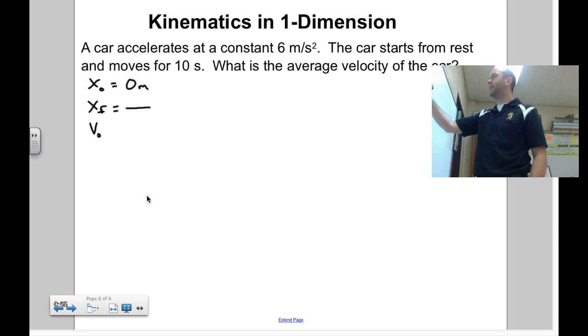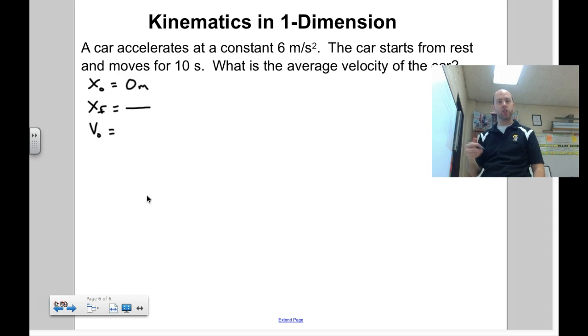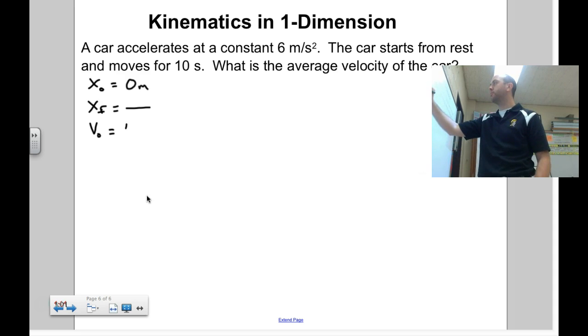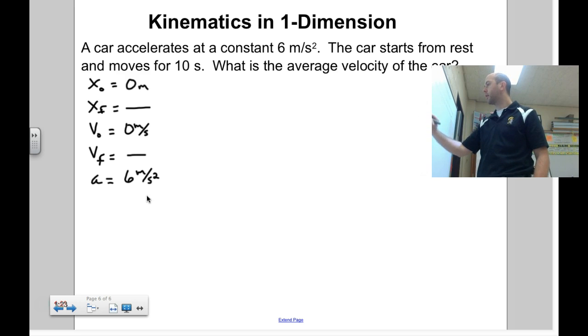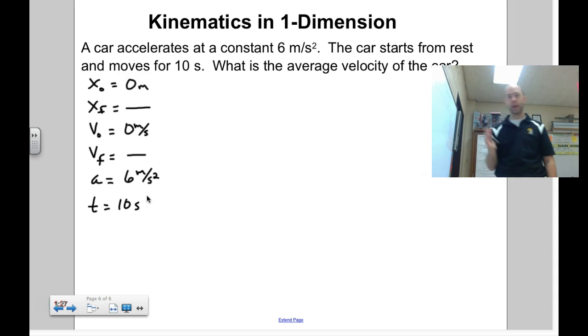My initial velocity, it says the car starts from rest, so that's 0 meters per second. My final velocity, they didn't give us that at all. Acceleration, that was 6 meters per second squared. And the time is 10 seconds. Okay, now the question is, what are they asking for?